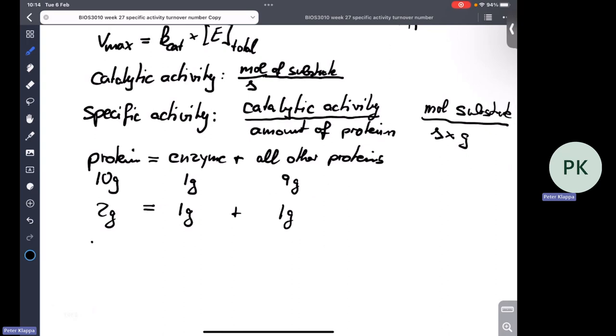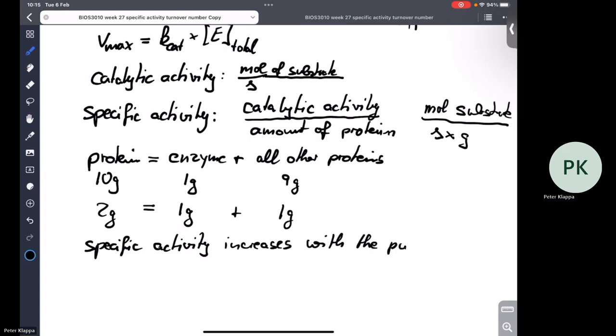The specific activity increases with the purity of the enzyme, up to a certain point. If I've got the enzyme 100% pure, then I still have 1 gram. So I would divide the catalytic activity by 1 gram in this case, and I can't get it any purer.